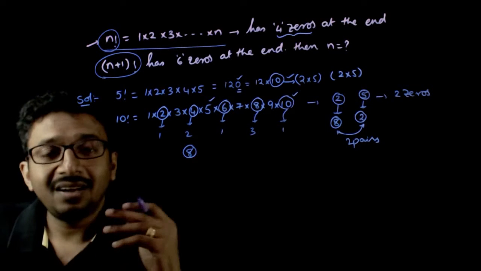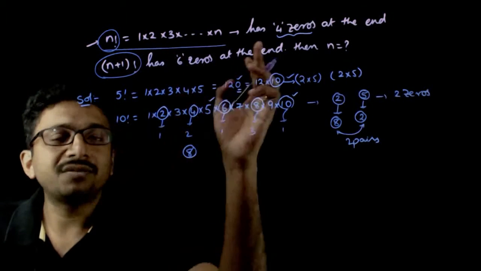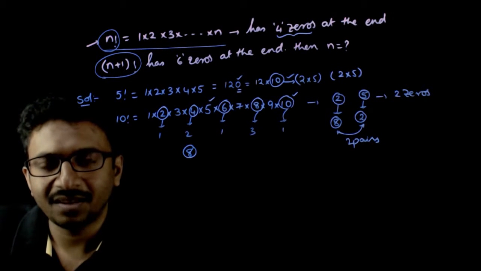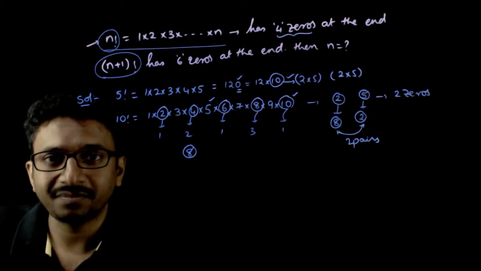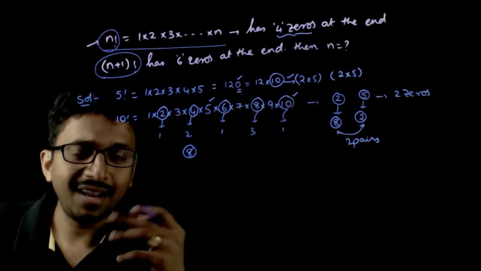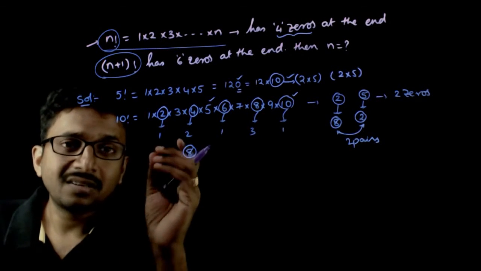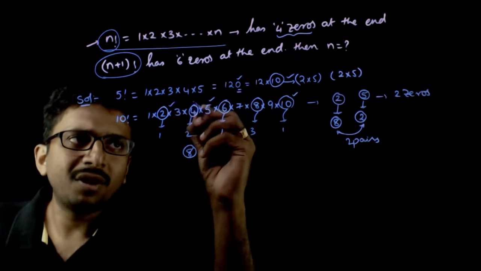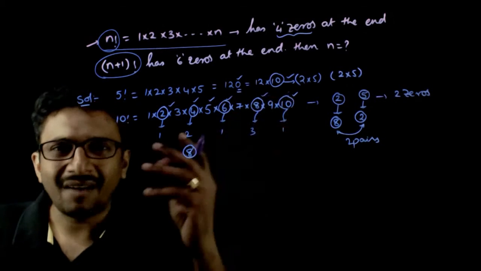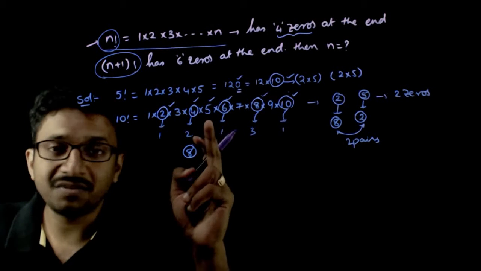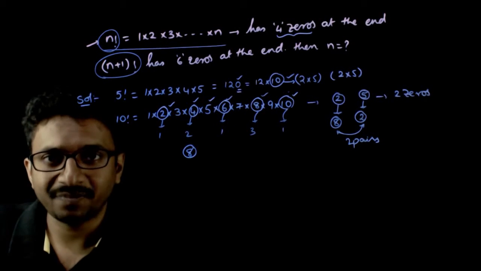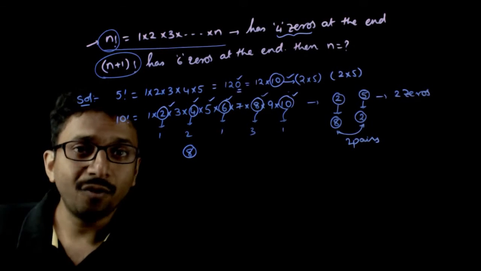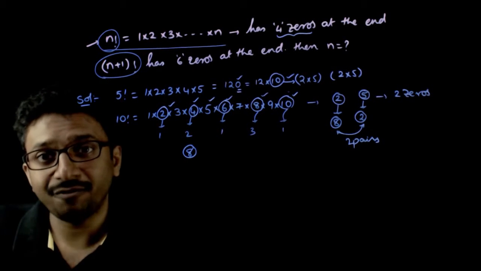Now it's given that my n factorial has 4 zeros at the end. So what should be the value of n? You can analyze it very clearly. Whatever factorial you write, the number of 2's is not a deciding factor, because you have a lot of 2's in comparison with 5's. 5's are the deciding factors. So if you want 4 zeros at the end, you should get at least 4 5's.